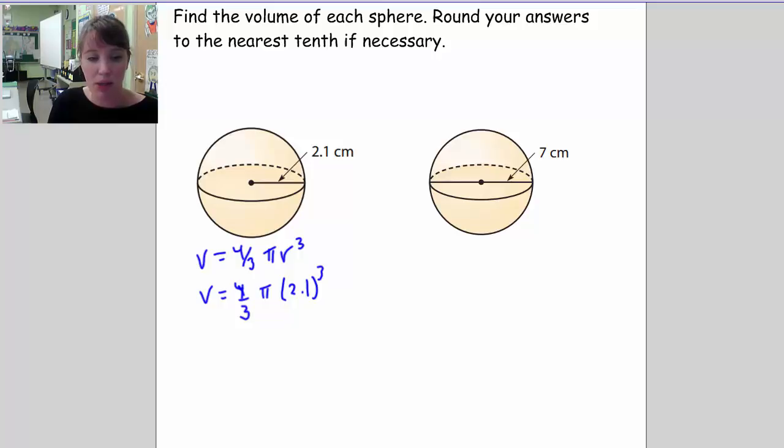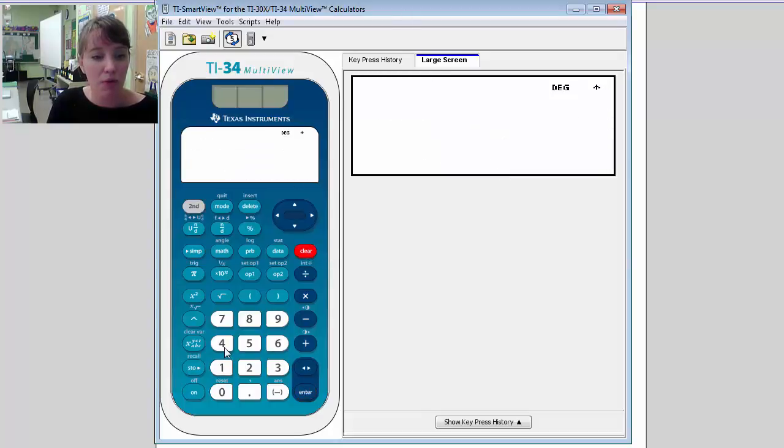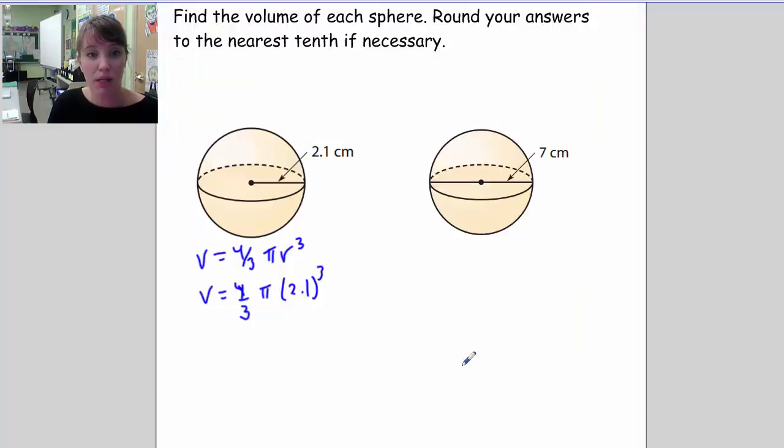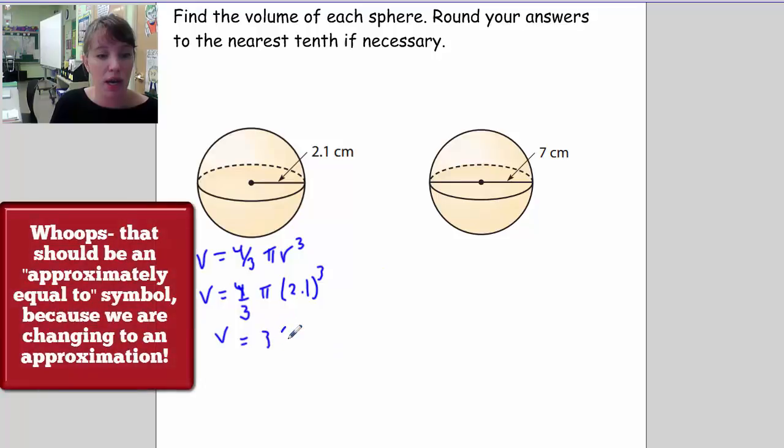Let's go ahead and grab our calculator here. So we have 4 divided by 3 times pi times, and it was 2.1 cubed. 2.1. Now there isn't a special key to get the exponent of 3, so I have to use the caret key and bring this to the 3rd power. And again, it doesn't look as nice because you're in classic, you're not in math print. So our answer is 38.8 if we round it to the nearest tenth. So volume is equal to 38.8, and it has to be in centimeters cubed.